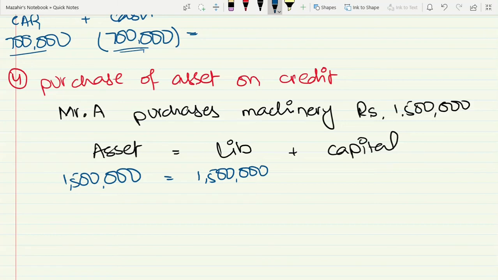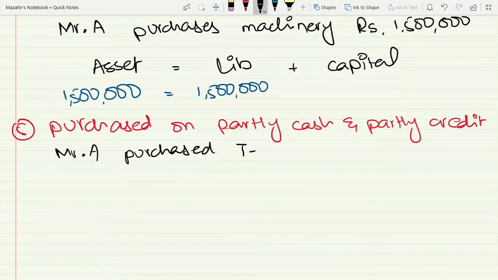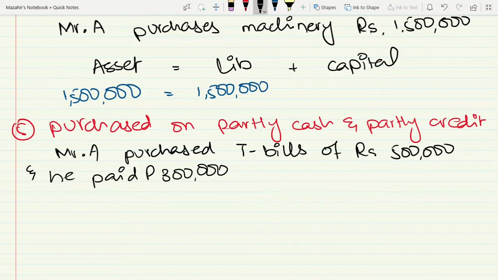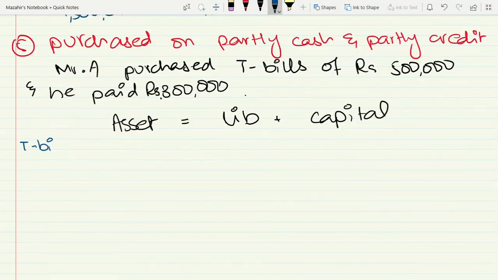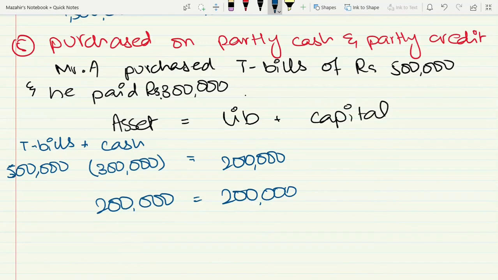Moving to the fifth part of equation, here we'll take an example of a purchase where both cash and credit is involved. So we'll say that Mr. A, once again, purchased some treasury bills worth rupees 500,000, and he paid 300,000 in cash and promised to pay the other after a month. T-bills are a form of cash equivalent and they are our asset. So our assets will increase by 500,000 and he paid 300,000 in the form of cash. So our cash will be decreased by 300,000. On the other hand, he promised to pay the other 200,000 after a month, and that forms a liability of 200,000. So if we solve this, 200,000 is equal to 200,000 and the accounting equation is balanced once again.